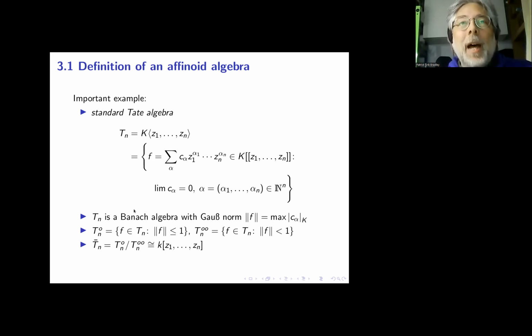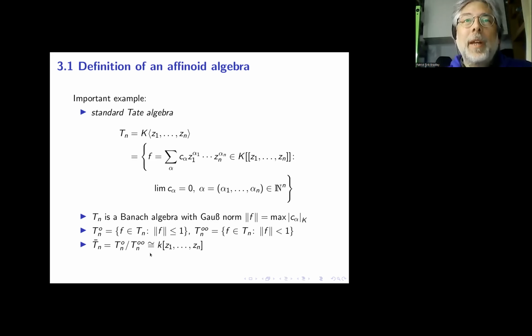And this is a Banach algebra, and it has a norm, the Gauss norm, which is just the maximum norm, or the supremum norm, as you could call it. It's the maximum of the norm of the coefficients in the p-adic valuation. And again, you have a ring structure on the unit ball and an ideal given by the open unit ball, and you can take the quotient again.